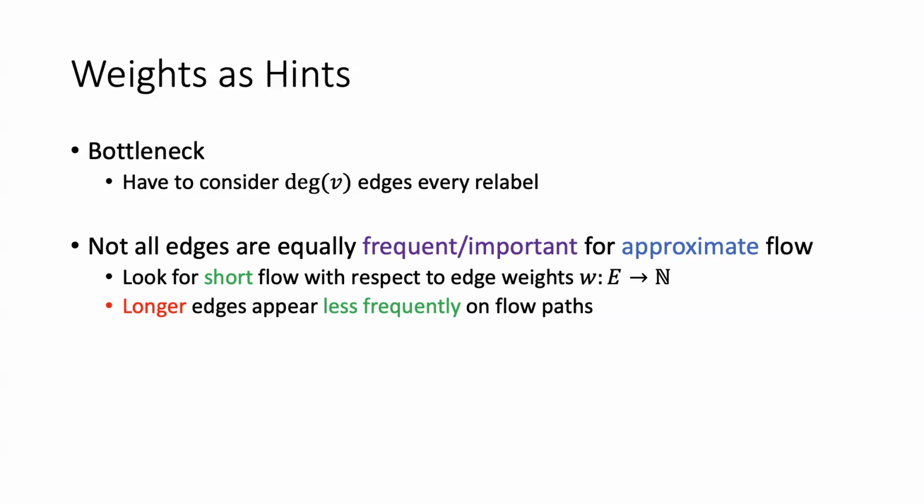So to model this, we assign an edge weight function. And then instead of considering an arbitrary flow path, we only look for flow paths that are very short with respect to this weight function. And what this results in is the effect that edges with higher edge weights will appear less frequently on flow paths than edges with lower edge weights. And we will try to exploit this fact and only check longer edges less frequently.